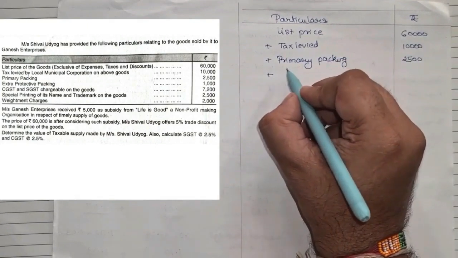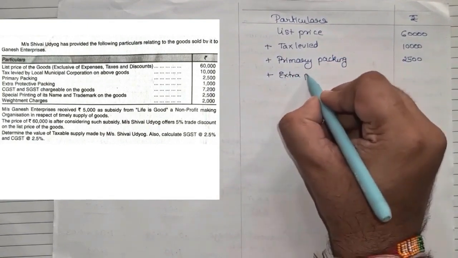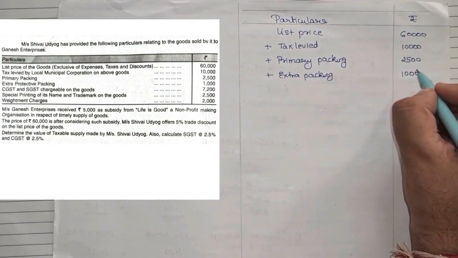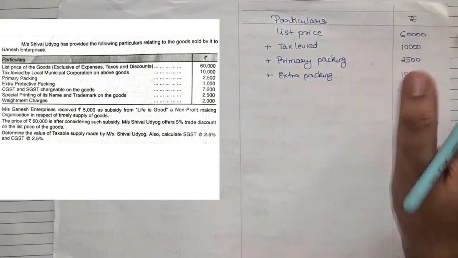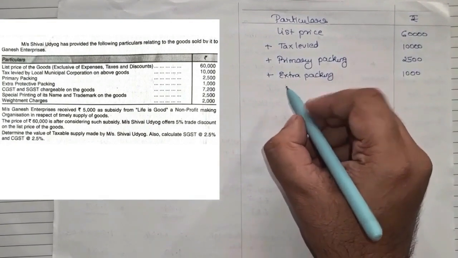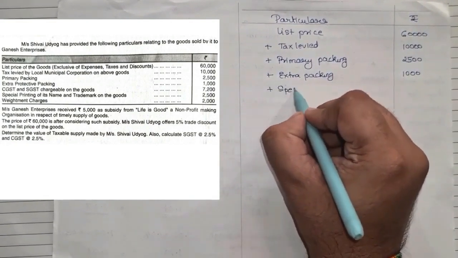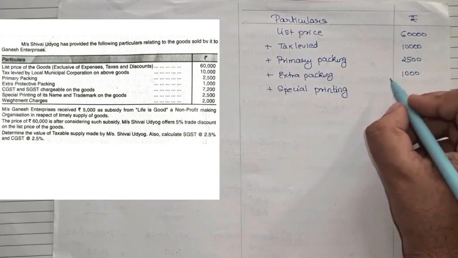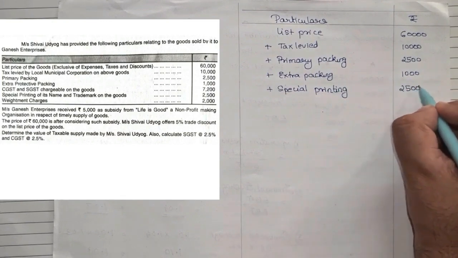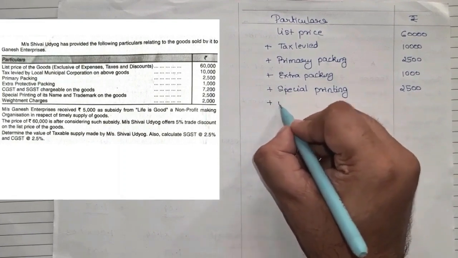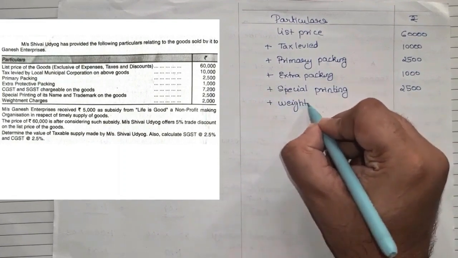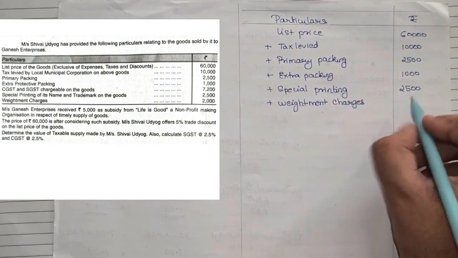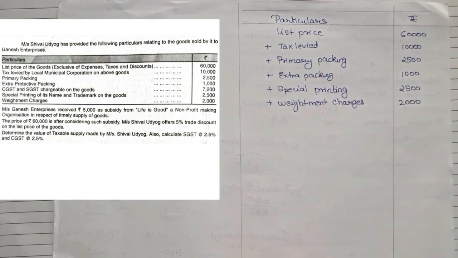Next is extra protective packing. So extra packing, yes, that is also an expense, which is 1,000 will be added. Next is CGST and SGST, which cannot appear here, so that is excluded. Next is special printing. Okay, special printing is 2,500. And weighman charges. Weighman charges is 2,000. So we have added that also.